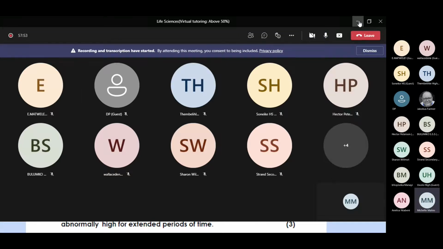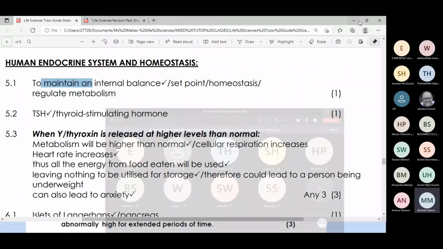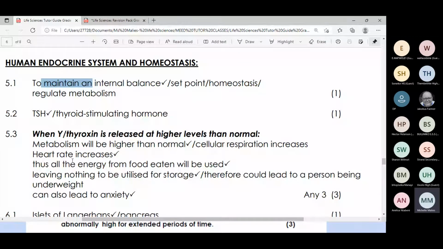Let's continue. If you are struggling, grade 12s, with spelling thyroid stimulating hormone, the clue to you is it's acceptable to write TSH. But be careful, don't write THS, that means something totally different.